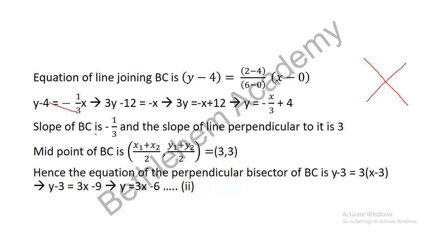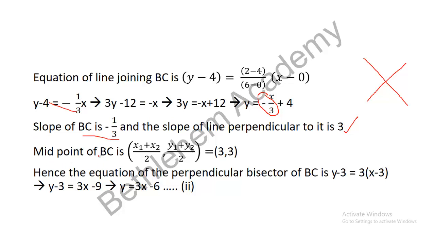So let me calculate the slope of the line BC. The slope of the line BC is whatever the coefficient of x is. So the coefficient of x is minus 1 by 3. So that is my slope. But I need the slope of a line perpendicular to this. That would be 3, because I need the product of the slopes to be minus 1. So that means it should be 3.